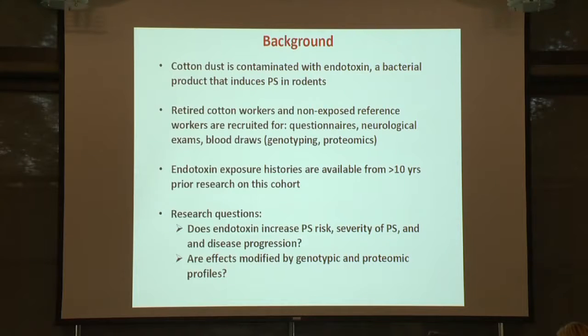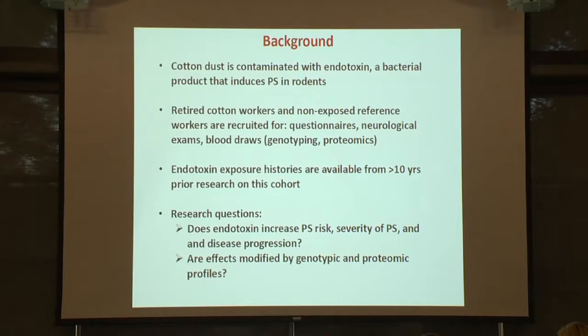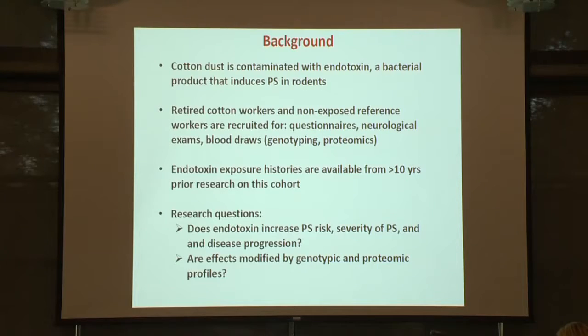Our study is investigating retired cotton textile workers, and I should point out these are all women workers, and a non-exposed comparison group. We have about 900 cotton workers and 300 reference workers. They're administered questionnaires in their homes, then they're invited in to the large public hospital, to the neurological department, and they're given standardized exams. We also draw blood for other ancillary studies, especially genotyping and blood protein measurements.